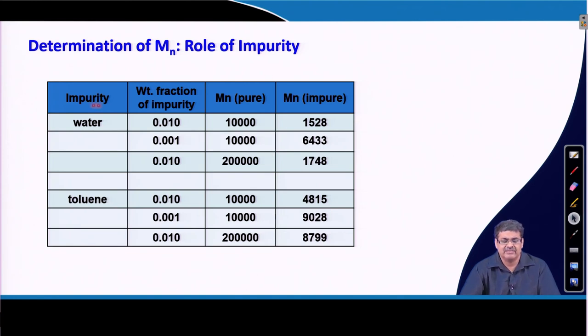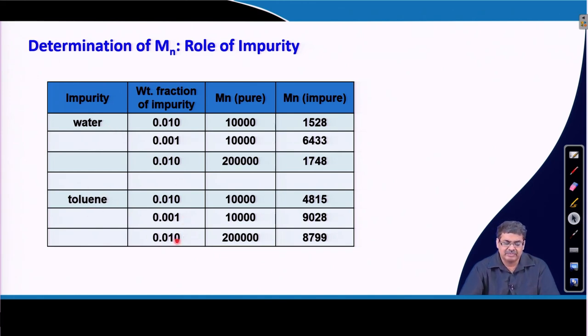For example, if I have an impurity of water, and the water weight fraction is so low, like 1% by weight, then for an actual mean of 2 lakh, it will turn out to be 1748, which means there is a drastic change in the molecular weight determined by any of these colligative property type measurement techniques in the presence of 1 weight percent of water.